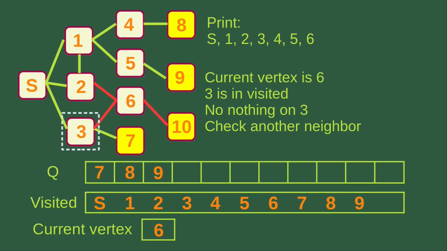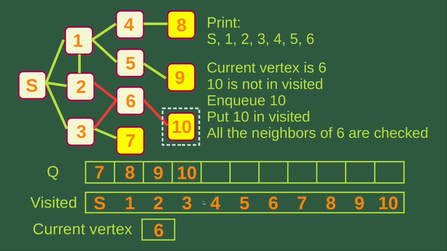Now 3 is also in the visited set, shown here. That's why we do nothing on 3, and we are going to check for another neighbor of 6. Now we need to check for number 10 now. 10 is not in the visited set yet. That's why we can enqueue it into the queue, and I put number 10 into the visited set. And after that, all the neighbors of 6 are checked.